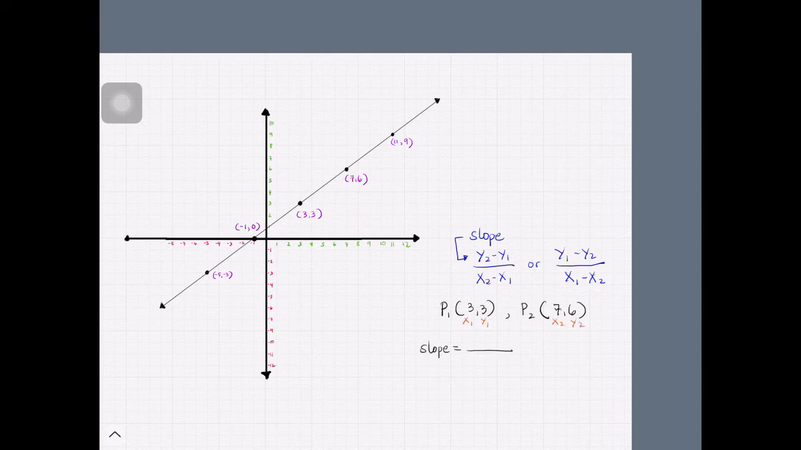Substituting these values, we'll have y sub 2, which is 6, minus y sub 1, which is 3, all over x sub 2, which is 7, minus x sub 1, which is 3. And see, that would give us the slope that we had earlier, which is 3/4. And even if we use the other formula, which is y sub 1 minus y sub 2 all over x sub 1 minus x sub 2, notice that we'll still arrive at the same slope, which is 3/4.